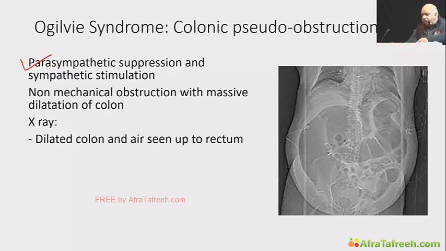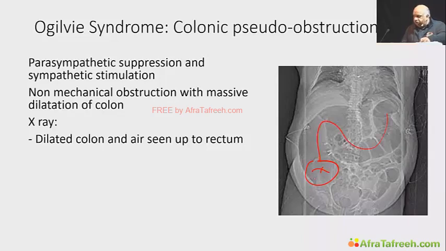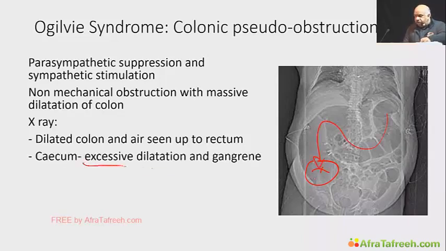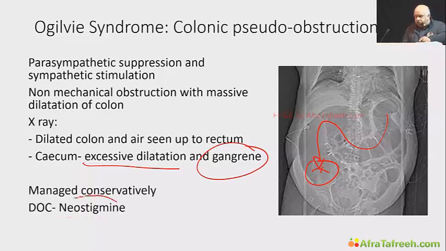And X-ray will show hugely dilated colon and air up to rectum. This point is important. You see air. Another important point in Ogilvie or colonic pseudo-obstruction, gangrene starts where? If the colon becomes gangrenous, which part? Cecum. Cecum is hugely dilated. All back pressure comes on cecum. So cecum becomes dilated and gangrene starts from cecum. Treatment is conservative, drug of choice is neostigmine. These are the lines you need to remember. You can add one more line if you feel it may become an MCQ: the transition zone for Ogilvie syndrome is at sigmoid, at splenic flexure.